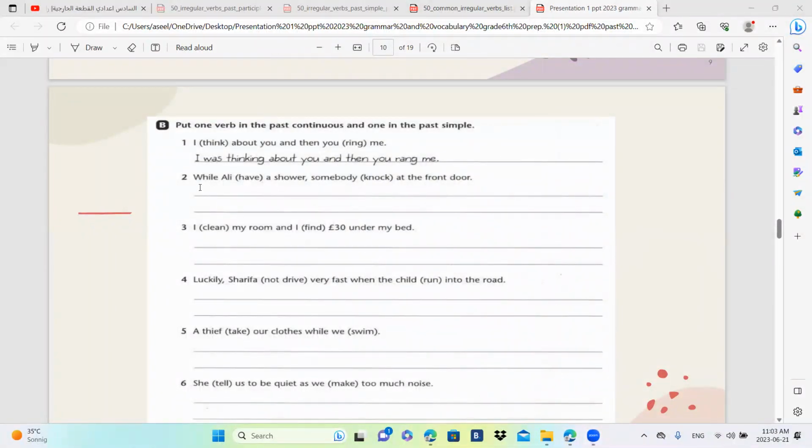The sentence of while Ali was having a shower. What happened, comma? Something happened. Somebody came, somebody knocked at the front door. Here we have to write past simple tense because it is the second part of the while clause. Knocked at the door.